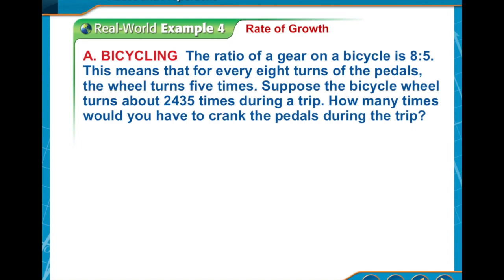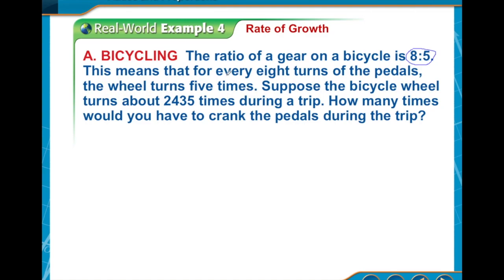So here's our first real world example. Let's try to get down as much as possible, and if we need to pause so you can write down, we'll do that as well. So we'll circle and talk about what's important. So the ratio of a gear on a bicycle is 8 to 5. So this is going to be important. This means that for every 8 turns of the pedals, the wheel turns 5 times.